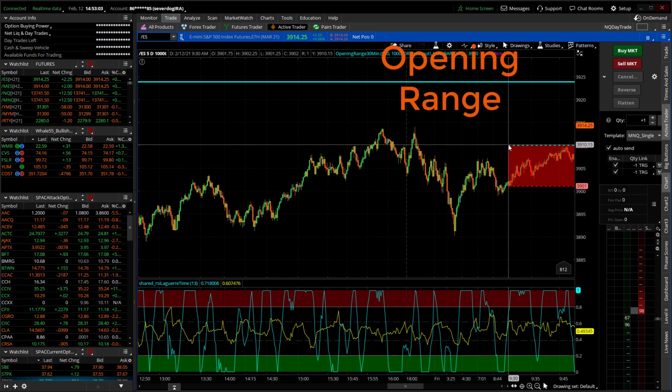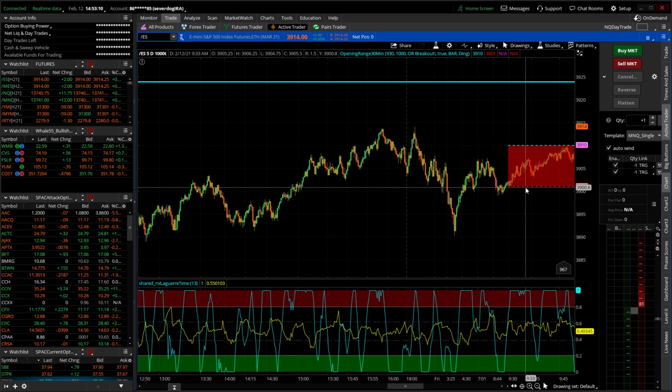You can see the opening range here. Here's the opening bell, and my indicator starts to print out the range of the first 30 minutes of trading after 9:30 a.m. Eastern.